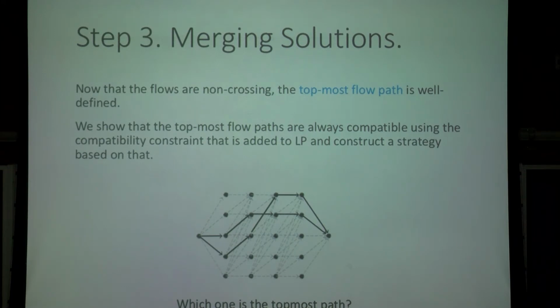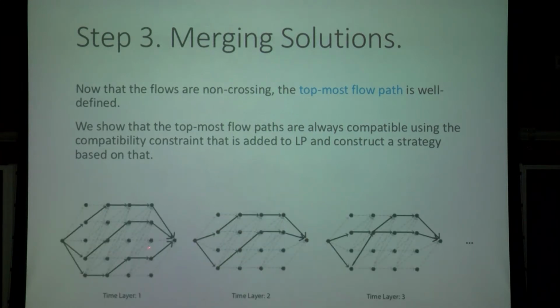So the main problem of crossing edges is that, consider this flow. Here there's a crossing edge, so the topmost path is not defined here. For example, this path until this column is the topmost one, but after this crossing edge, it becomes the second topmost one. And this topmost path is basically the path that we use in constructing the strategies.